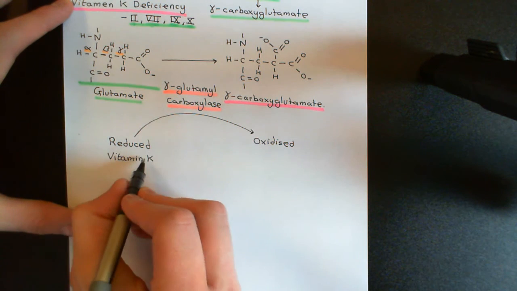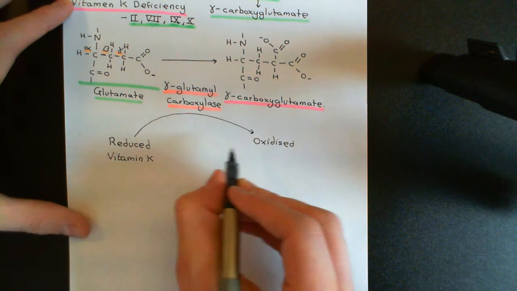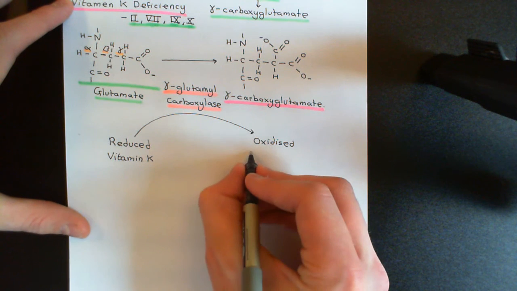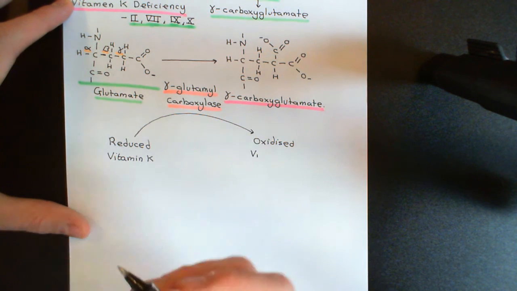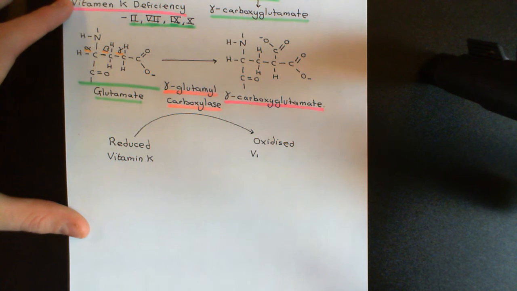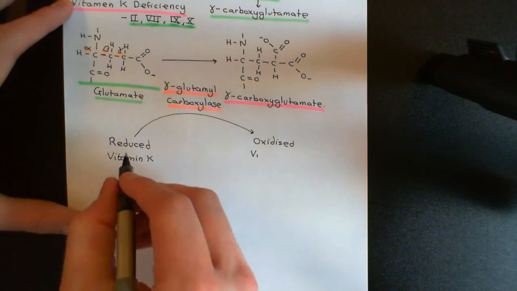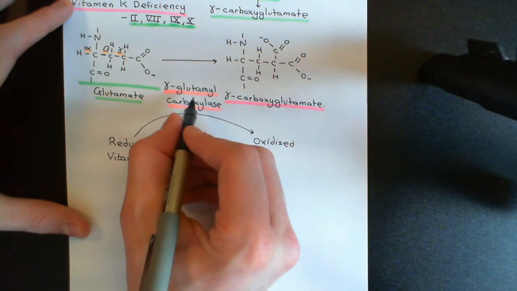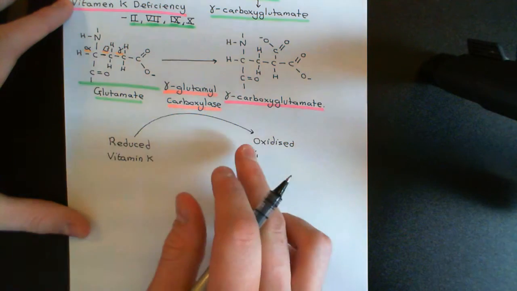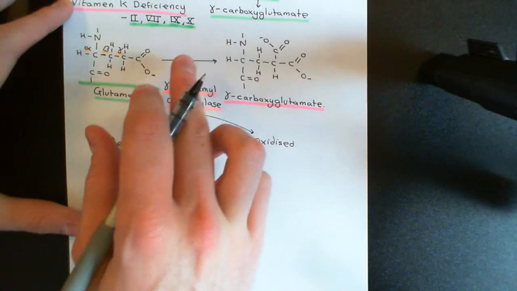So when you convert reduced vitamin K to oxidized vitamin K, what you're going to lose, as in the normal sense of reduction and oxidation in biochemistry, is two hydrogen atoms, so two protons and two electrons, and these are going to go into this process.